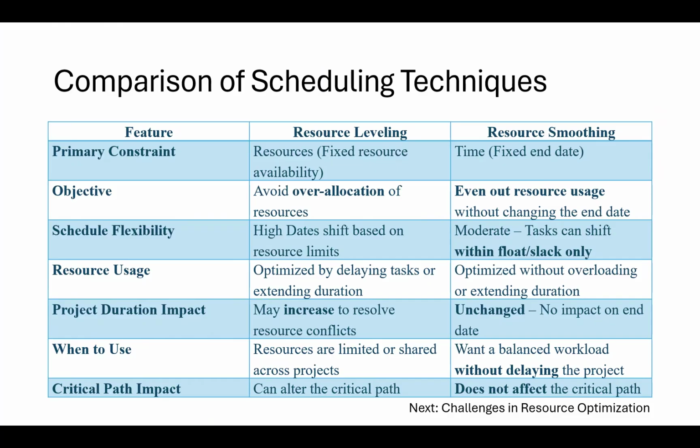Schedule flexibility. You can have a little bit more flexibility with resource leveling. But remember, with resource smoothing, you have to meet that stated end date, and the only possible time to work on tasks is in the areas of float or slack. Resource usage: you can delay your task or extend the duration for resource leveling. For resource smoothing, no overloading or extending duration. Use your float or slack.